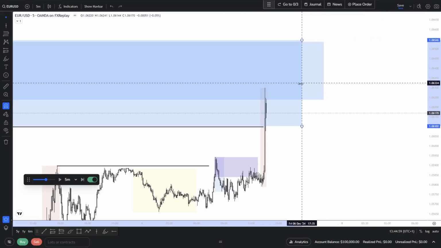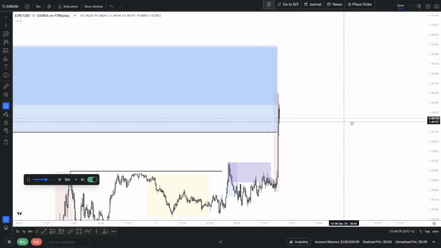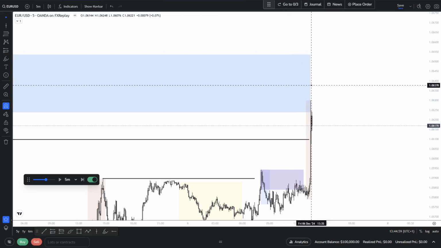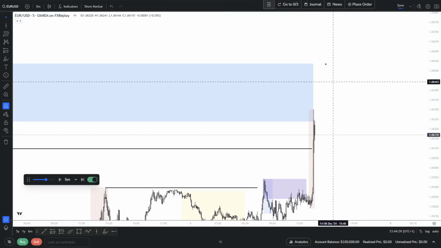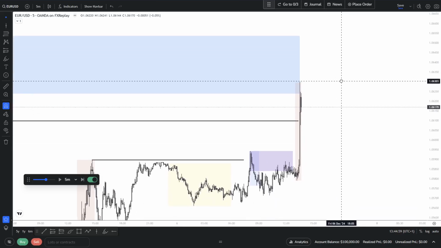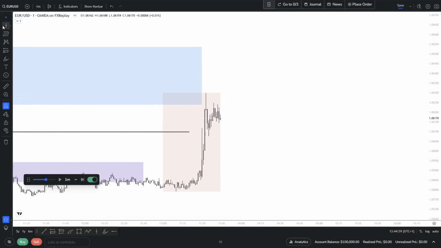Okay, we had an inducement and mitigation of that refinement as well. So what I can do is delete that whole range, and now I have a valid refinement to trade away from, right? So now what can we do? We can jump on M1 to get ourselves a nice little entry.